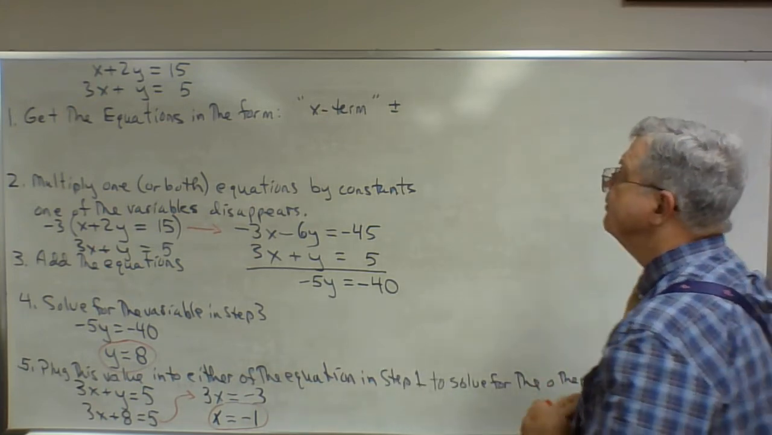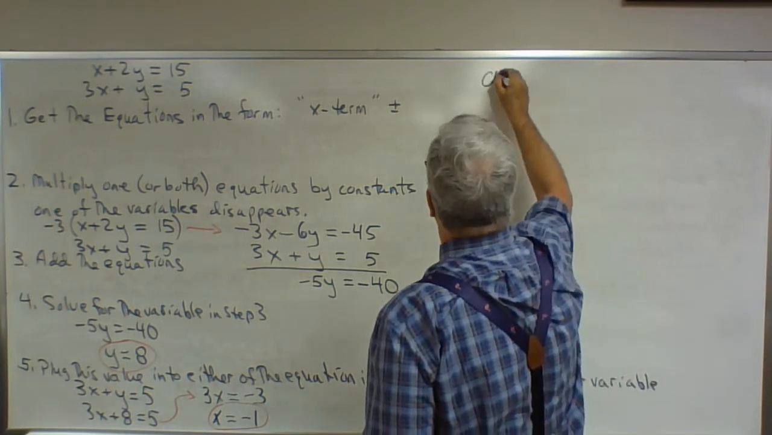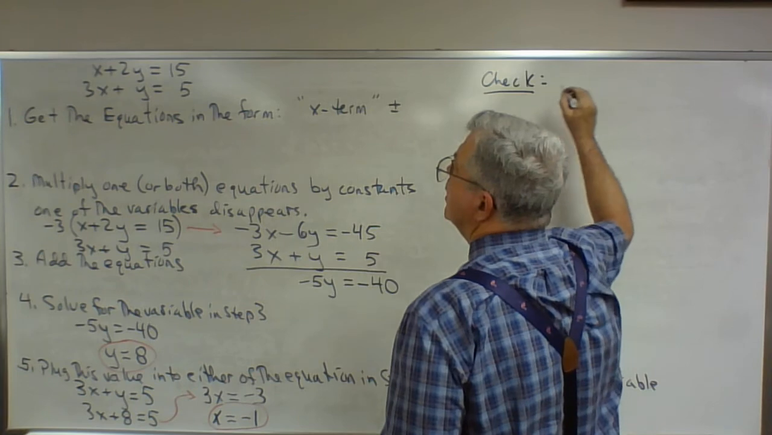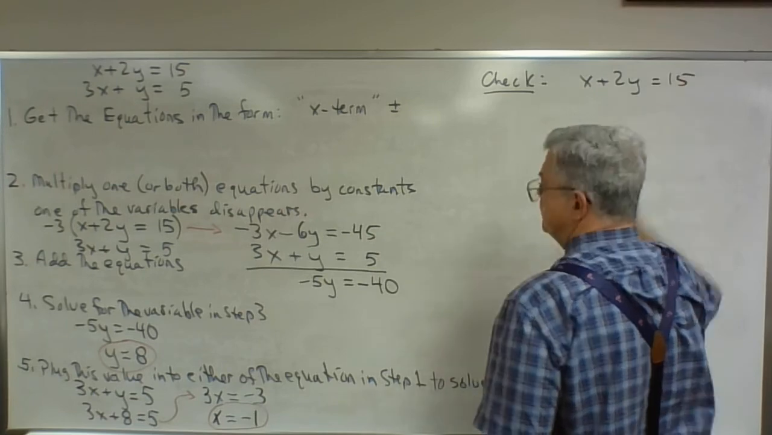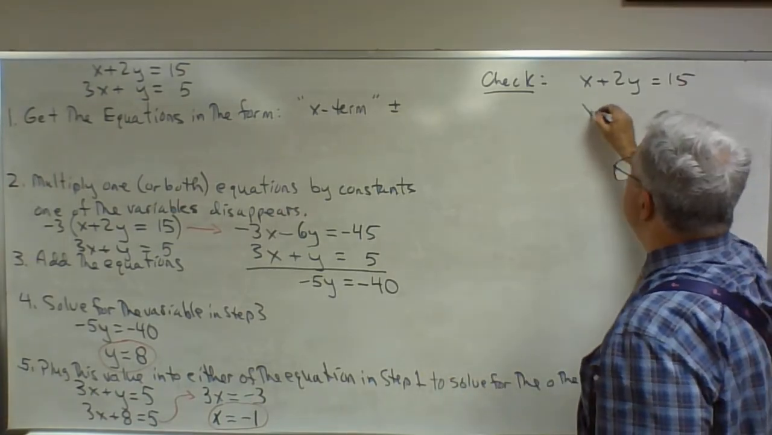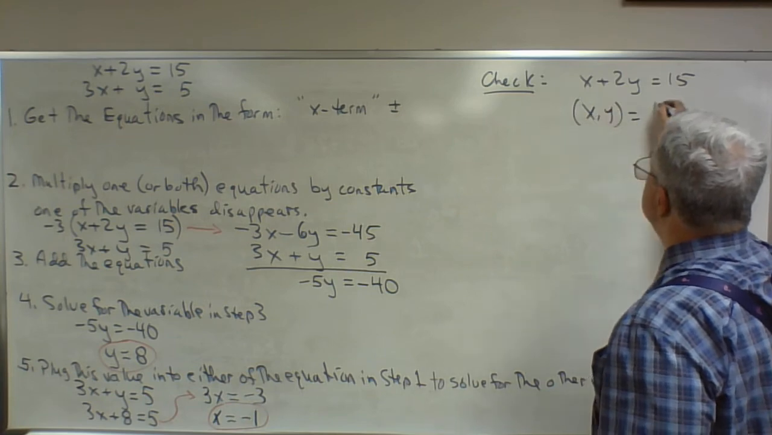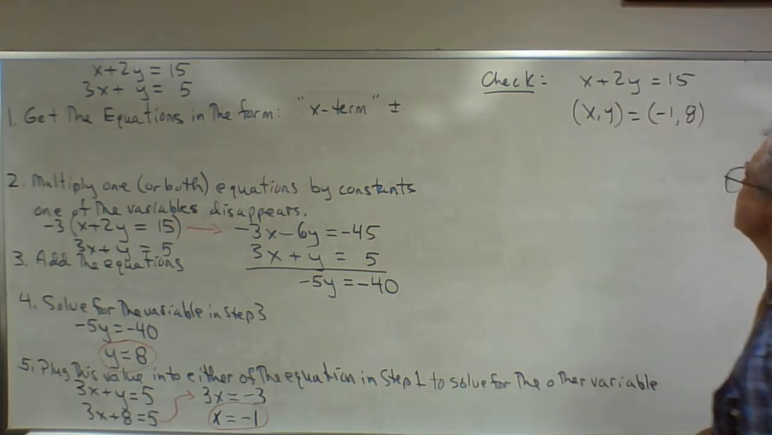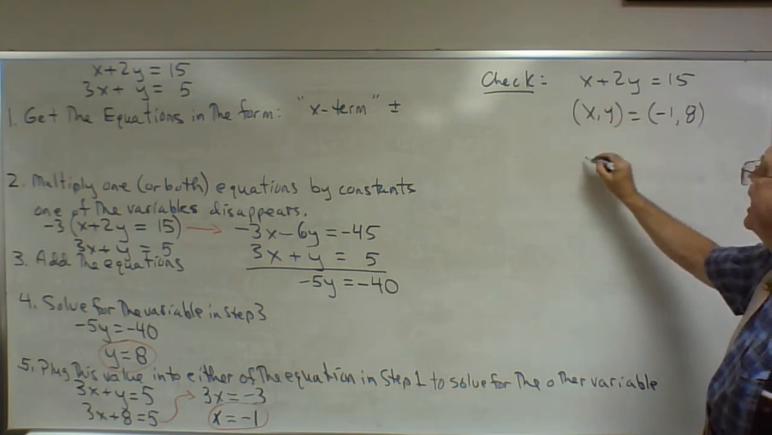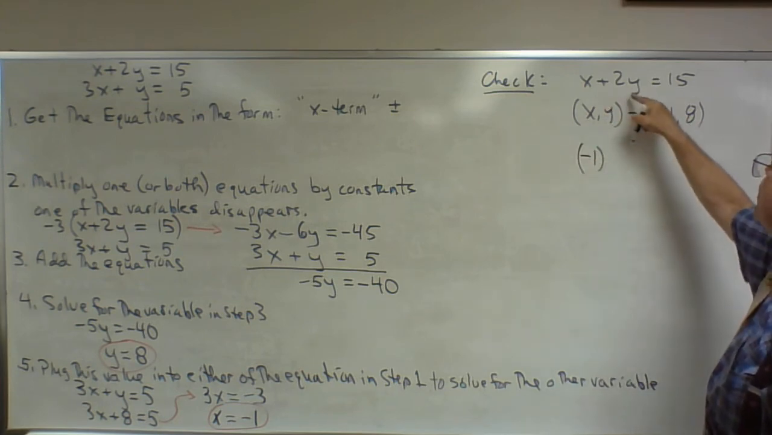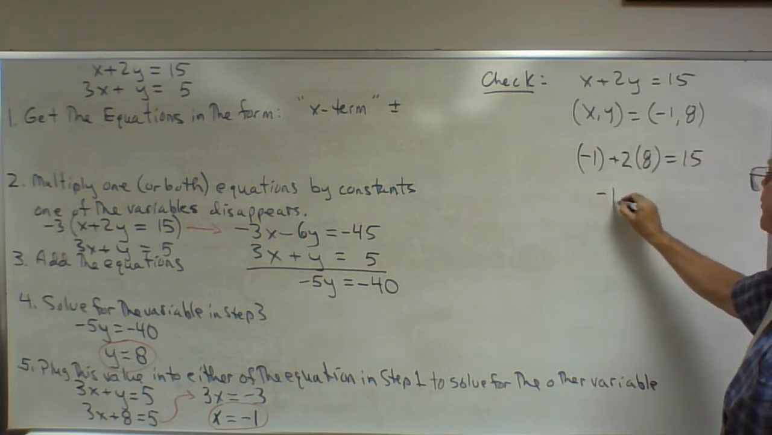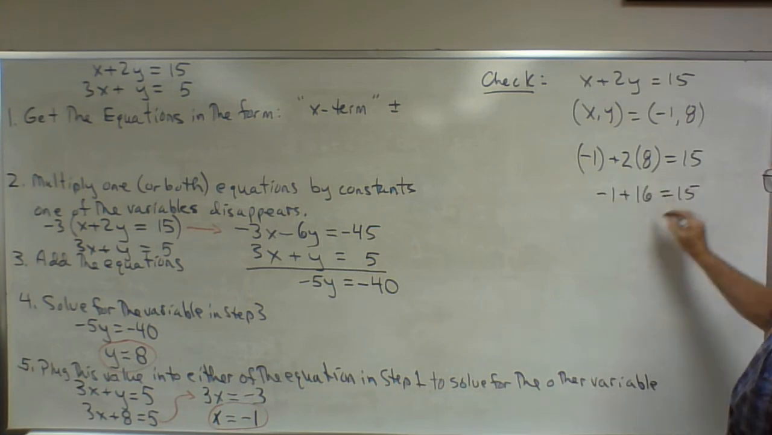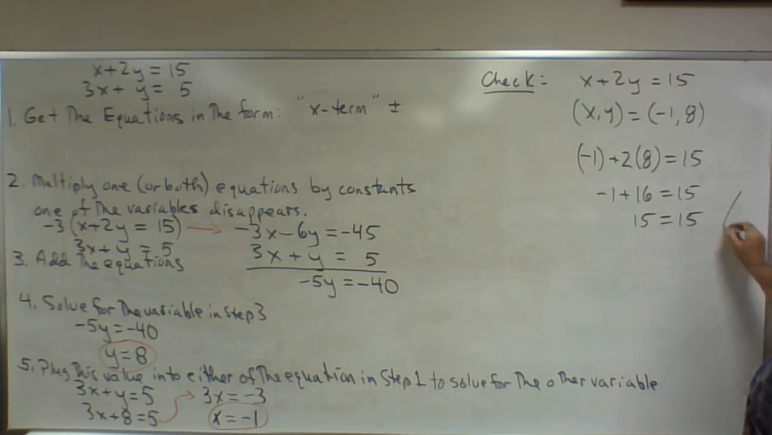Let's check. x plus 2y equals 15. And we have x, y equals negative 1, 8. Negative 1 for x, 8 for y. That's negative 1 plus 16 equals 15, or 15 equals 15. Check. Works for the first equation.